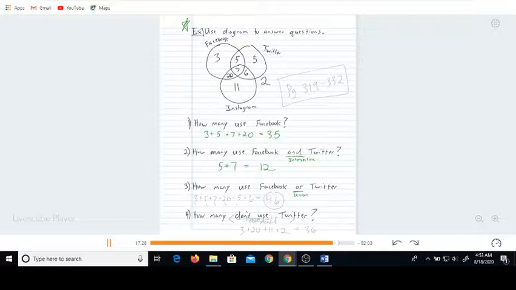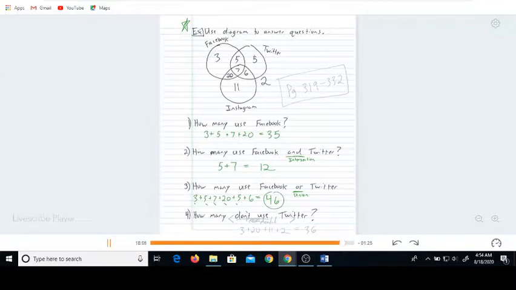So how many use Facebook or Twitter? We'll take the union of those sets and basically just add up all the numbers from both sets. So in the Facebook circle we have 3, 5, 7, 20. Then from the Twitter circle we already got one of the 5, so we got another 5 and 6. So we're just adding up those 6 numbers. So let's go ahead and do that real quick. 10, 30, 40, 46 is the answer here.